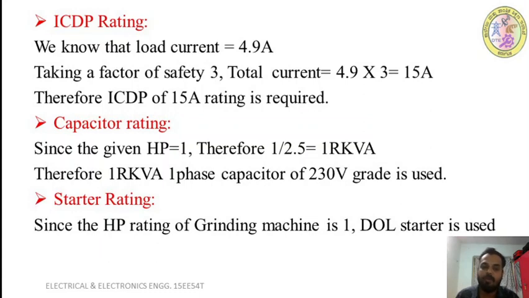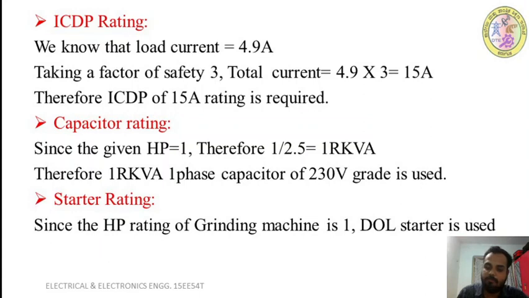Then what you required? You required a starter. Since the HP rating of the grinding machine is 1, a simple DOL starter is used. So these are the components which we require for the switchboard or starter board of your grinding machine. And we have calculated the cable length and size, the switch rating, capacitor rating and starter rating.